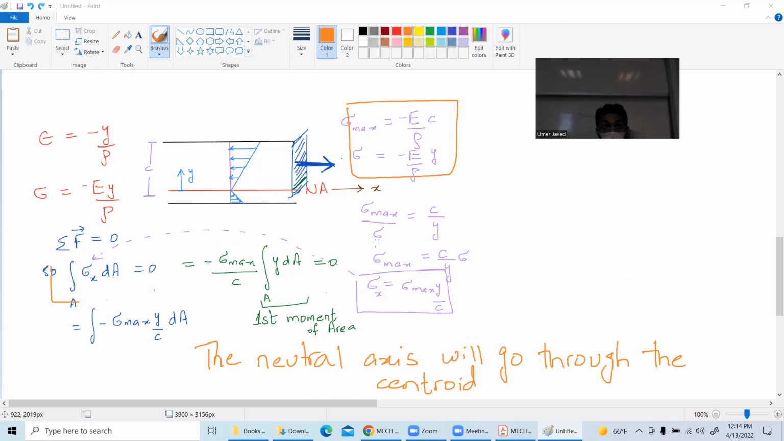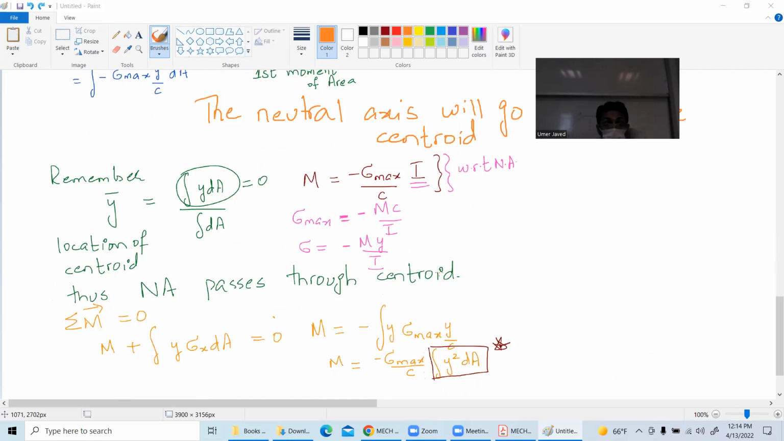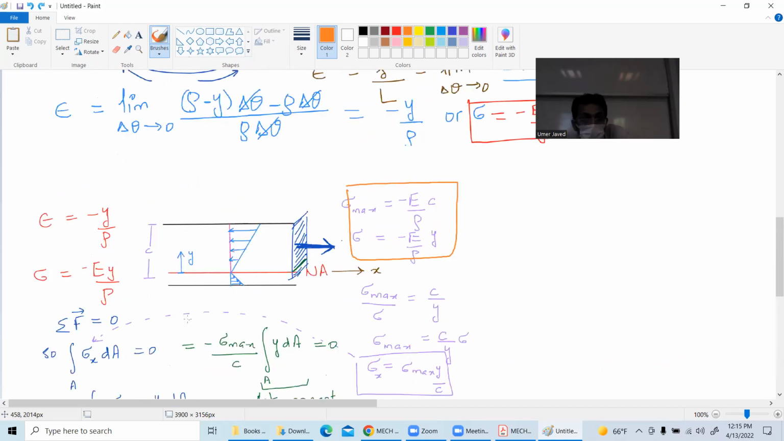The next part is to do the summation of moment equal to 0. So you can even see this integral y dA equal to 0. This is what was taught to me, that y dash multiplied by integral dA equal to this one. That's how I concluded that the neutral axis must pass through the centroid. Okay. For summation of moment equal to 0, this time I have to be a little careful. So I will go back and just please have a look here.